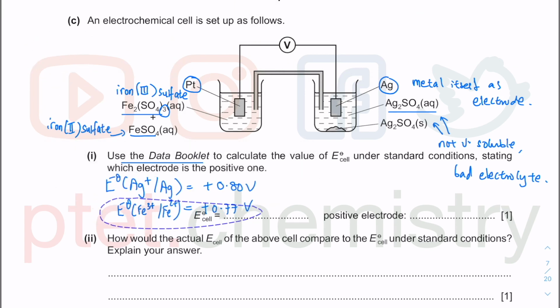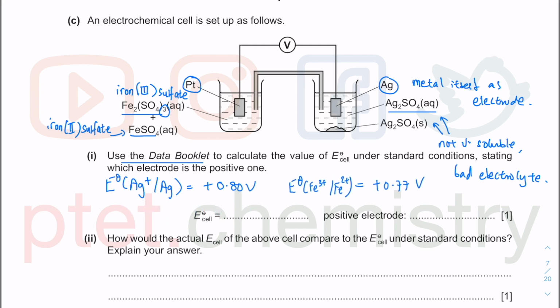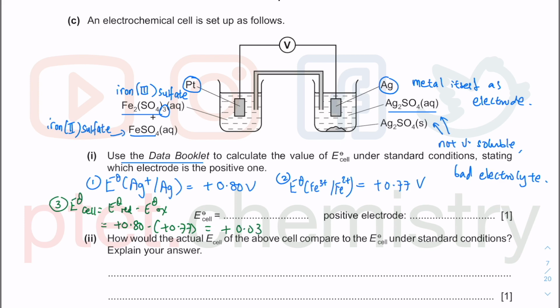So what can I do here? Let me see if I can move it around a little bit more. So 1, 2. Then what do I do next? I just need to find E cell. So E cell is going to be the E red minus the E ox. The more positive value is going to be the silver system. So that is plus 0.80 minus plus 0.77. What you're going to get is something positive, because the more positive value favors reduction, and the less positive value favors oxidation. So I get that as plus 0.03 volt.